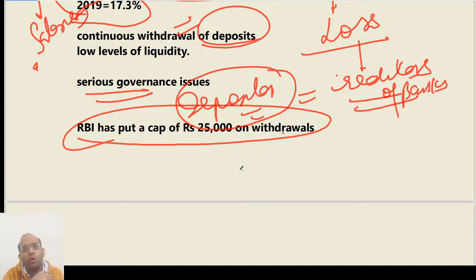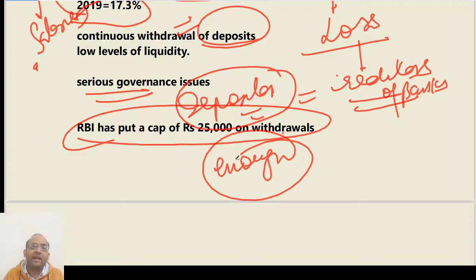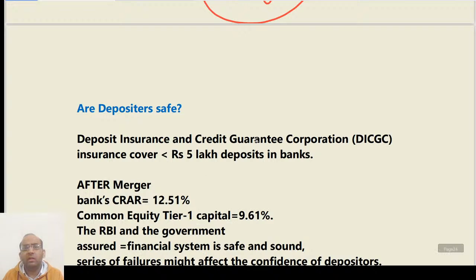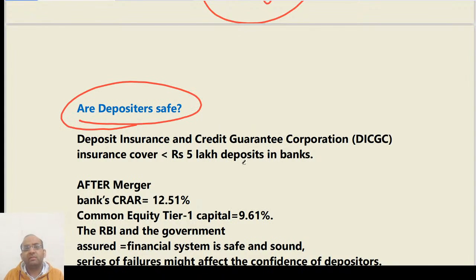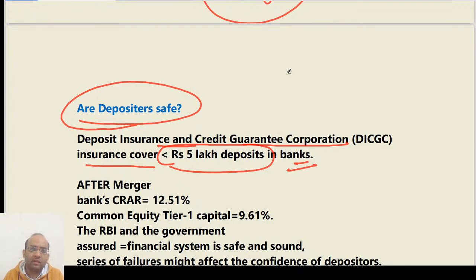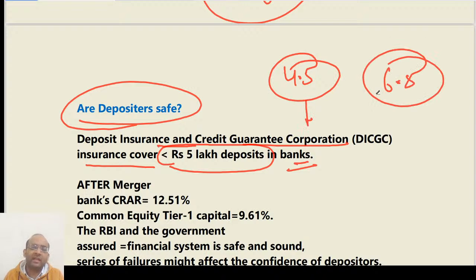Otherwise all the people would start withdrawing all the money they have, so the cap ensures enough cash remains with the bank to continue its operation. And now it has been merged with DBS Bank, and DBS Bank would take over all its assets and liabilities. And now, are the depositors safe? See, the Deposit Insurance and Credit Guarantee Corporation provides insurance cover of up to rupees 1.5 lakh on deposits in banks. If your deposits are, suppose, 4.5 lakhs, you would get the whole money back. If your deposit is 6.5 lakh and the bank fails, you would get only 5 lakhs.